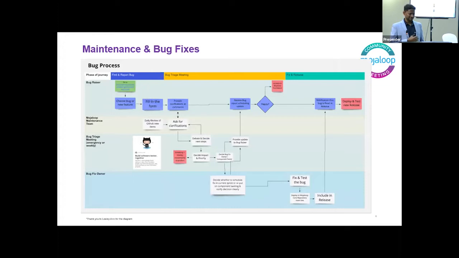Here is an overview of how the cycle works, a bug process. When a bug is raised, what happens? It goes into triage, prioritization, fixing, validation, testing, and various things.